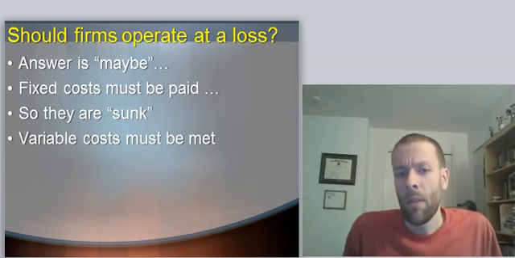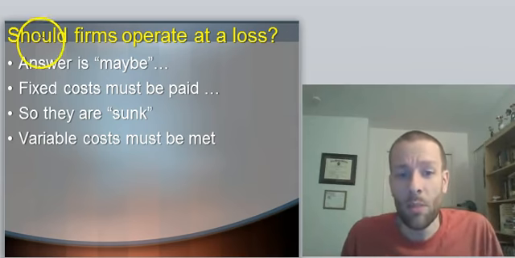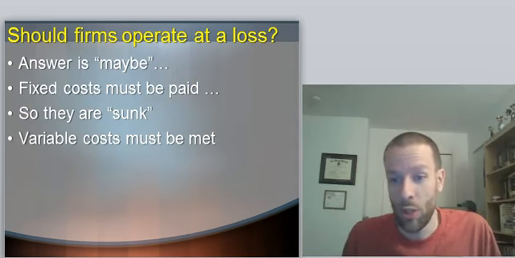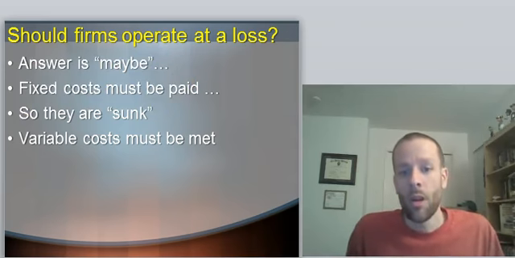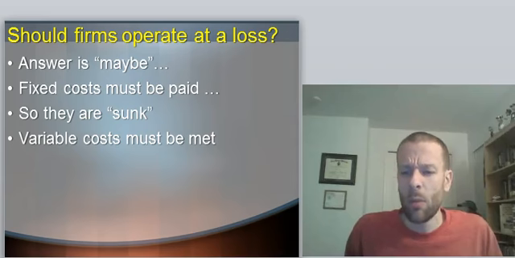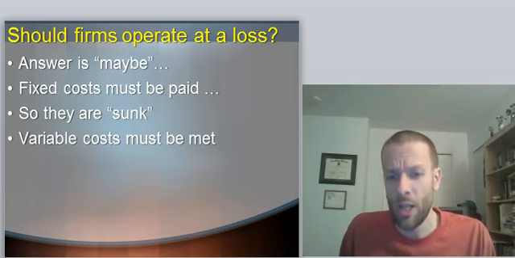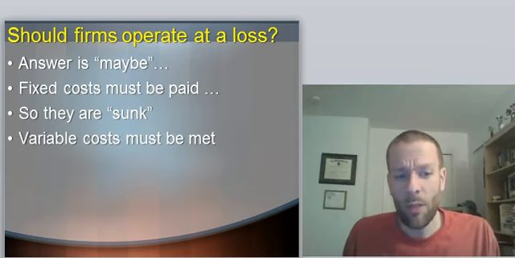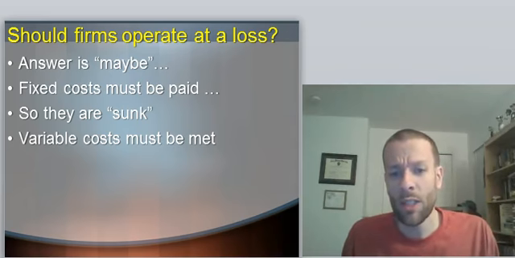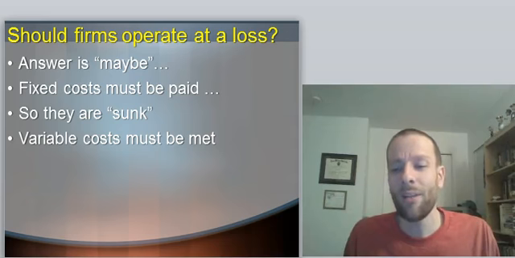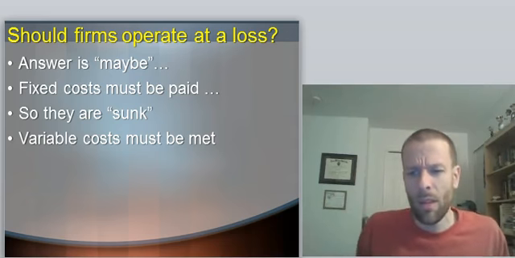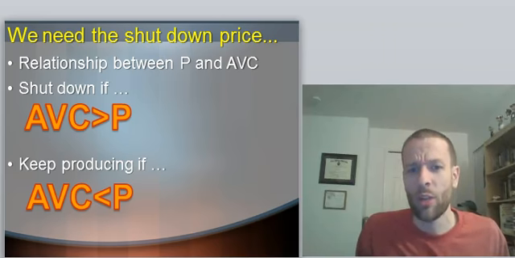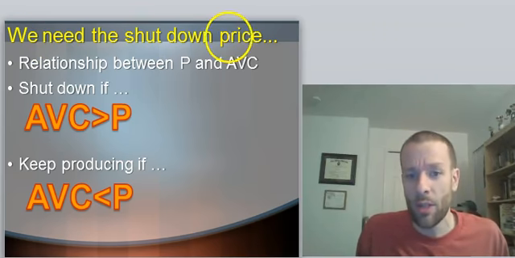It's a maybe. Remember, fixed costs must be paid, whether we're producing 0 units or 100. So we consider those what we sometimes call sunk costs. In that case, we kind of ignore those, and now we want to focus on the variable costs. So we need to figure out, even if we're going to operate at a loss, should we shut down? So we need what we call the shutdown price.